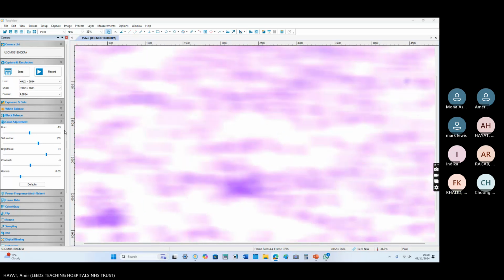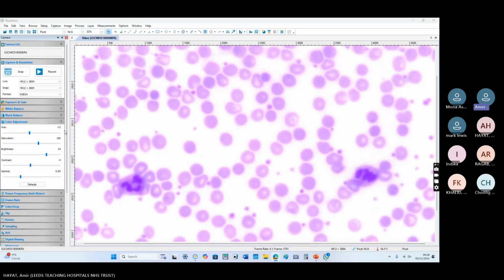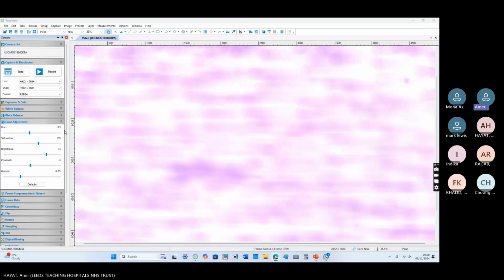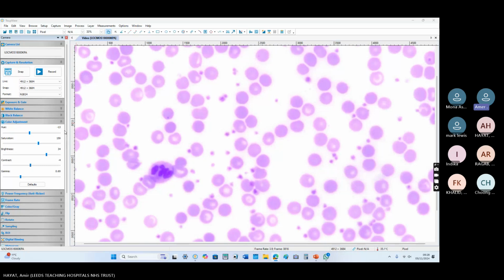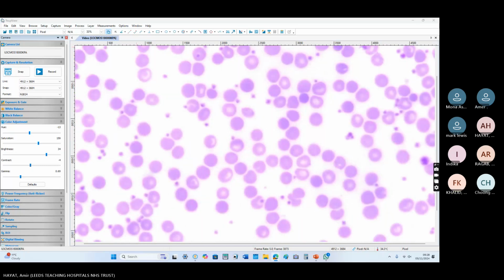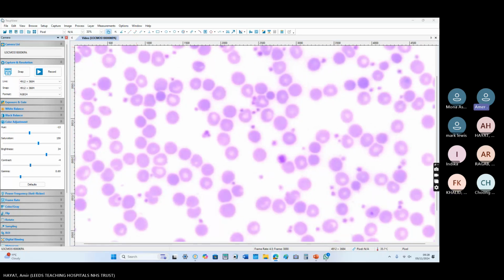So the blood film shows thrombocytosis. There are multiple target cells. We have seen a few Howell-Jolly bodies initially as well, and I think this is another one here. Yes, I can see it. The platelets have anisocytosis as well.